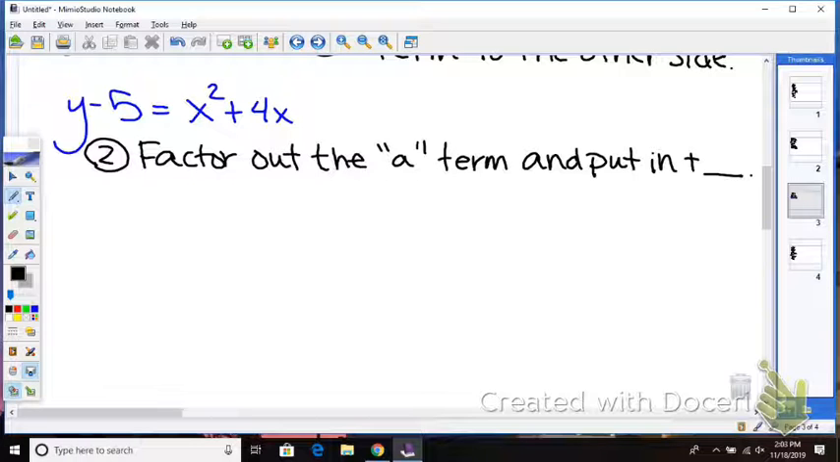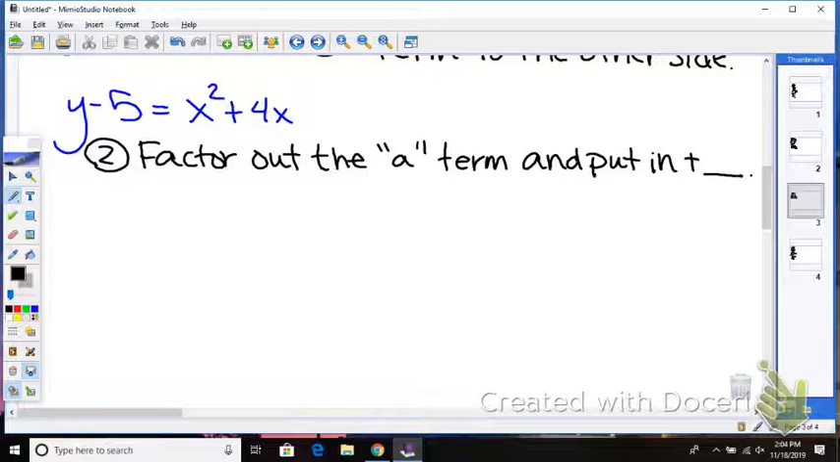So in this case, what is the A term? It's 1. So when we factor out 1, it doesn't change anything. So when the A term is 1, you don't have to do this first part, which makes our problem a lot easier. Our next one, I'll make sure the A is not 1. But this first part you don't have to do. So all we have to do is put in the plus blank.